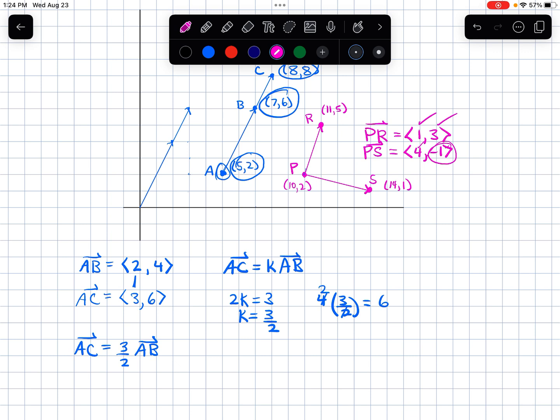Now, the same thing applies if we're dealing with triples. Here we've got ordered pairs. If we were dealing with ordered triples, it would be the same way. We have these three-dimensional vectors, and we still look to see if they're multiples of each other.